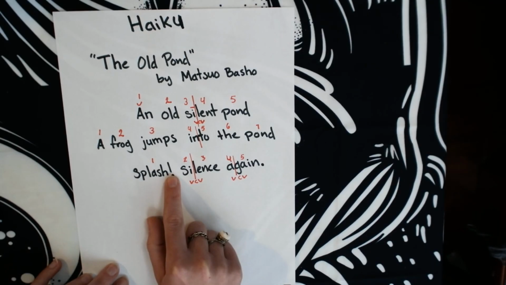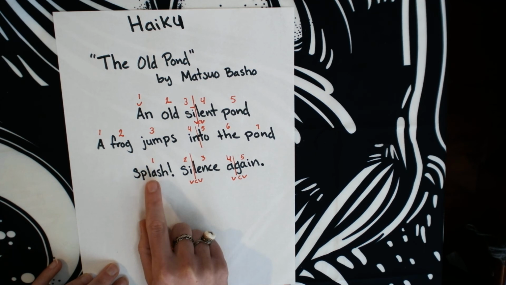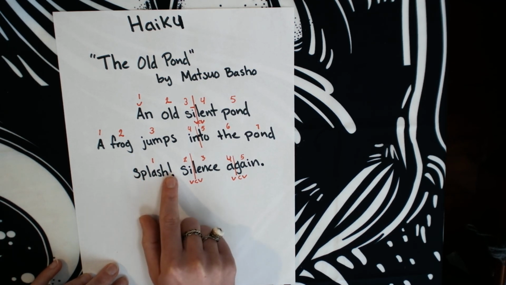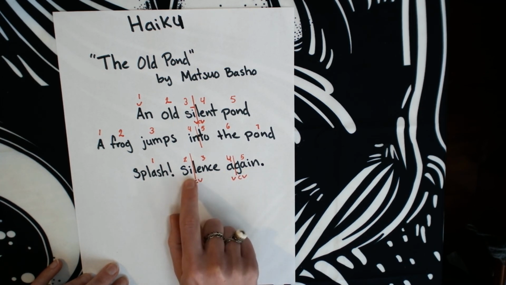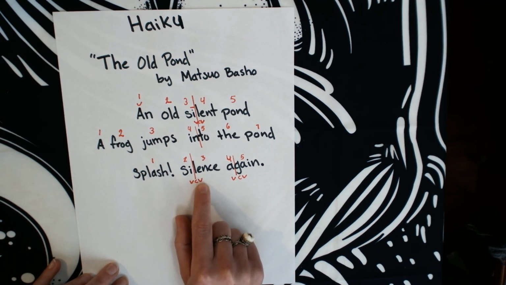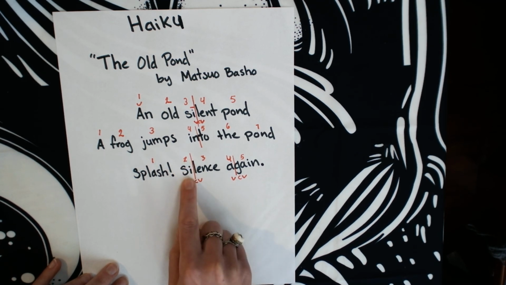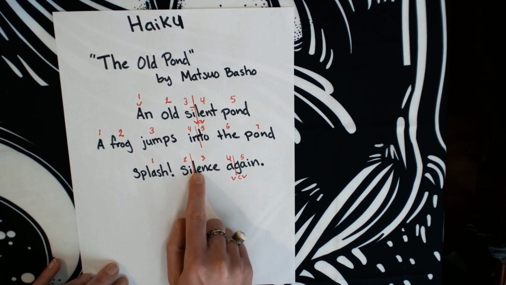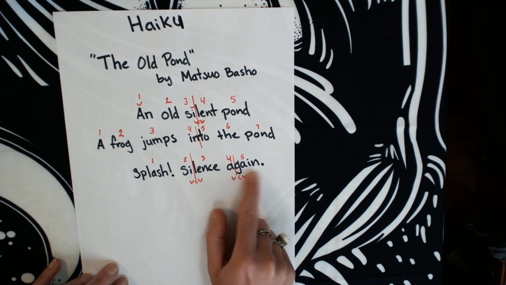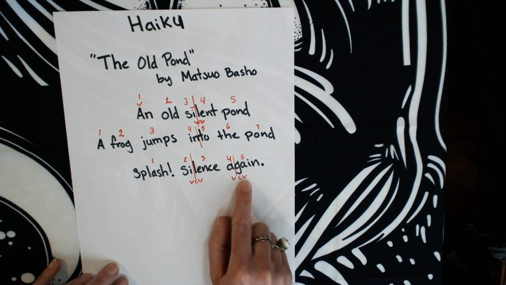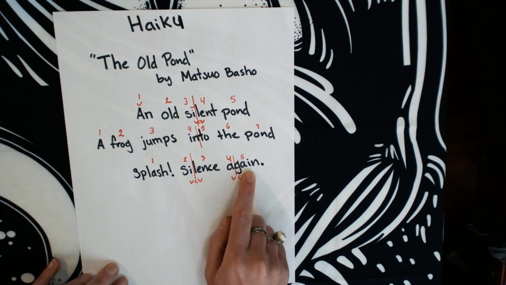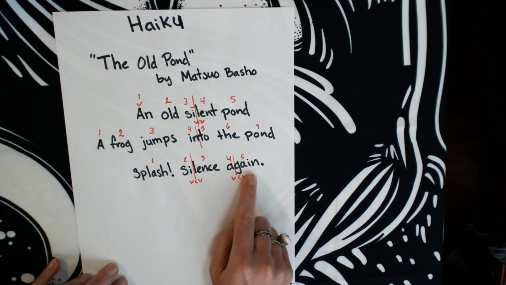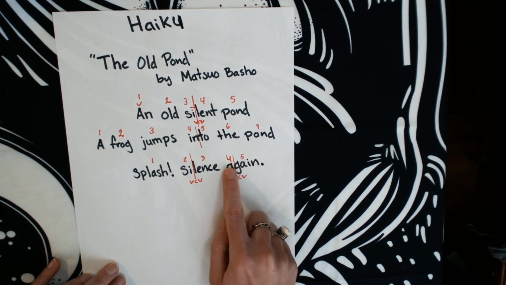Splash. This is a longer word, but there's only 1 vowel. 1 vowel, 1 syllable. Splash. Silence. Again, we have our VCV pattern. That first syllable is an open syllable with a long I. Lence. Silence. Again. Another slider word, VCV. That A gets the first syllable again, or again. We would say again because the second syllable has the accent and this one is schwa.